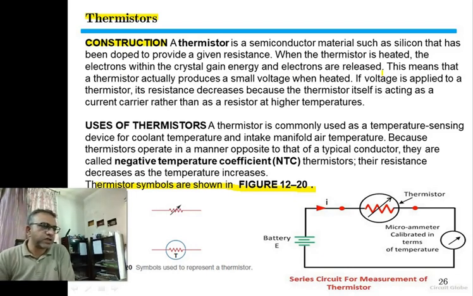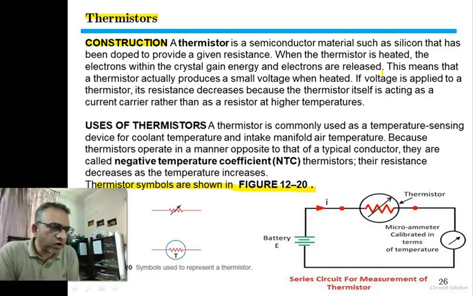And this thermistor is used for various applications within the automotive domain. For example, coolant temperature, we get the knowledge of the temperature of the engine. We get the knowledge of the temperature within the seating environment.